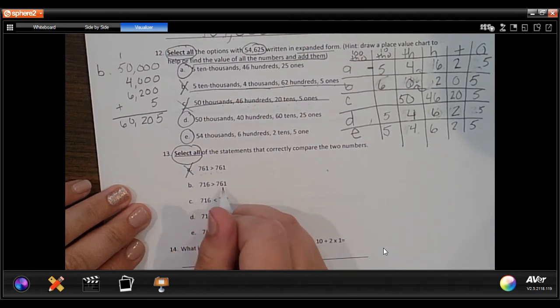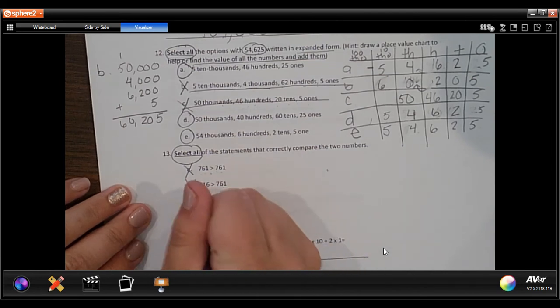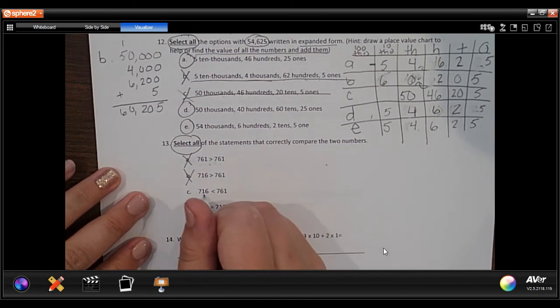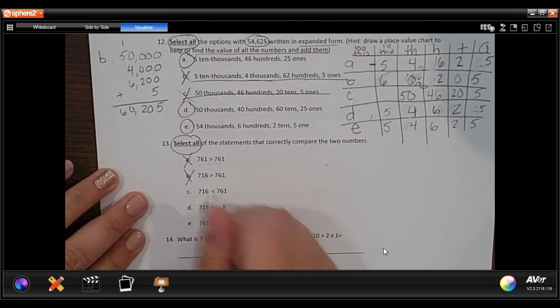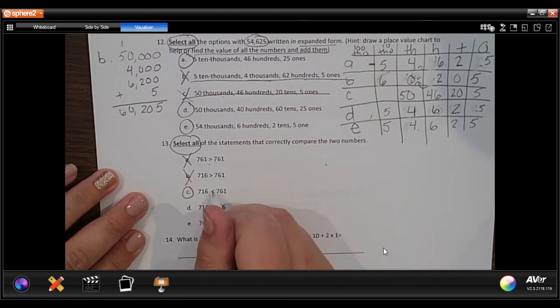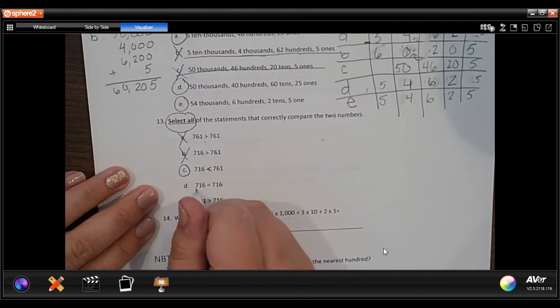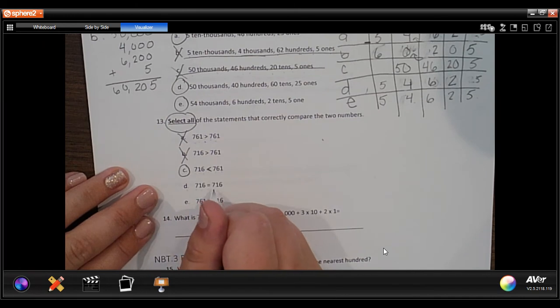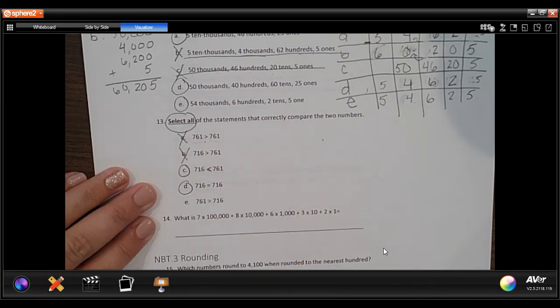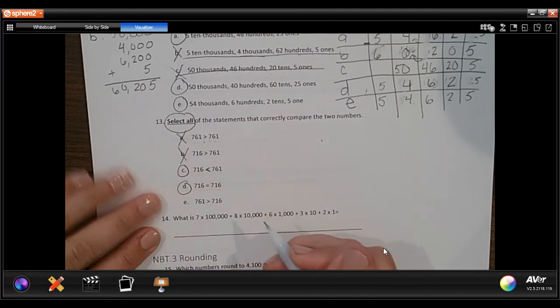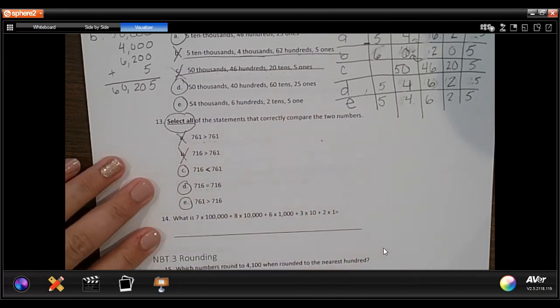716 is greater than 61. No, 716 is not greater than 61. 716 is less than 761. That is true. Remember, this is like an alligator mouth and it's hungry. It wants to eat the bigger number. D, 716 is equivalent to 716. That's true. E, 761 is greater than 716. That is also true.